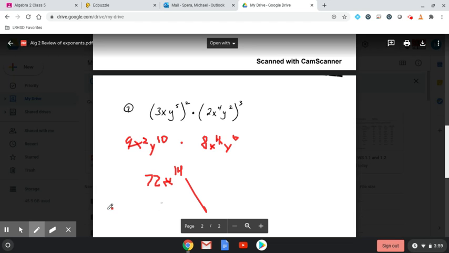Whoops. Let's see if I can erase. That's y to the 16th. So there's your answer. 72, x to the 14th, and then y to the 16th.